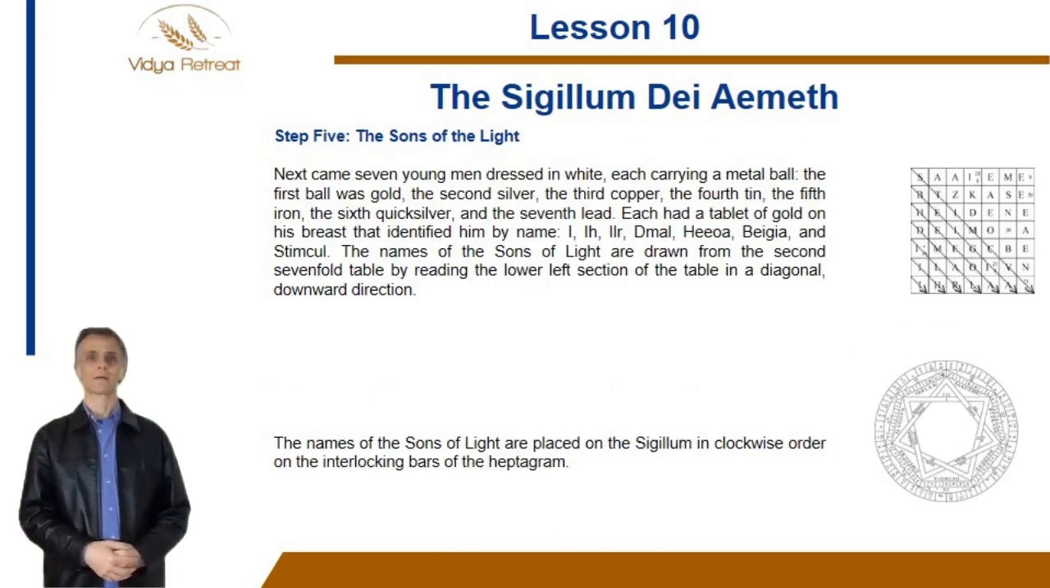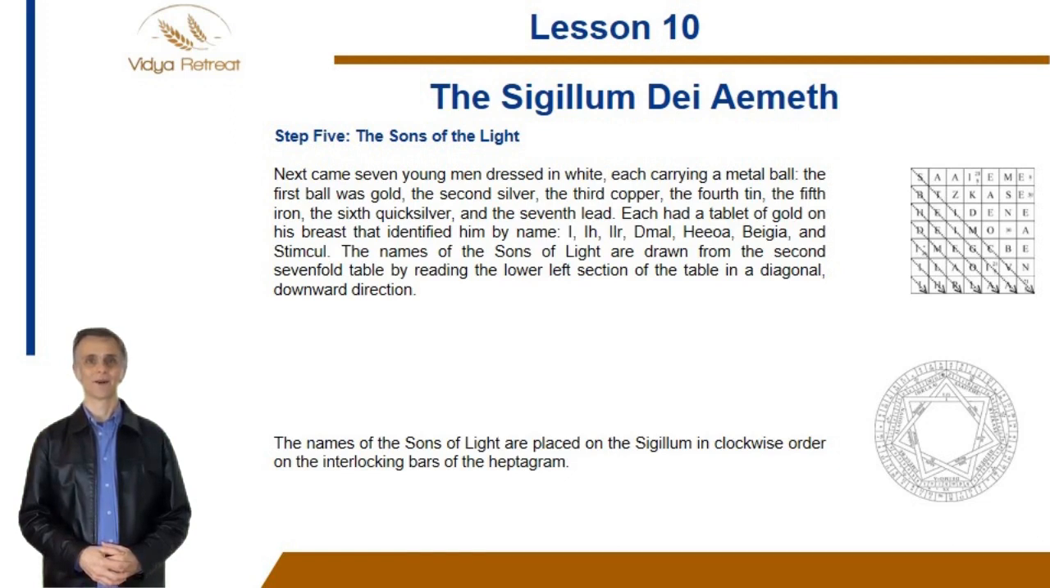Step 5. The Sons of the Light. Next came seven young men dressed in white, each carrying a metal ball. The first ball was gold, the second silver, the third copper, the fourth tin, the fifth iron, the sixth quicksilver, and the seventh lead. Each had a tablet of gold on his breast that identified him by name: Illa, Dinal, Hero, Baja, and Stimkel.